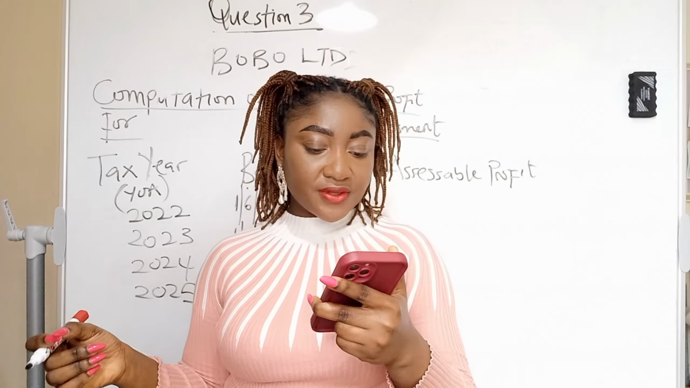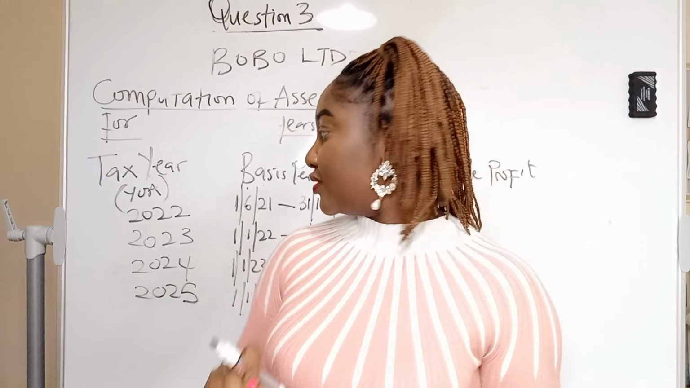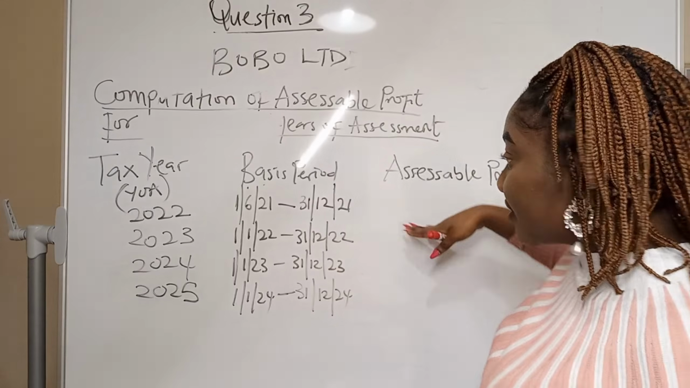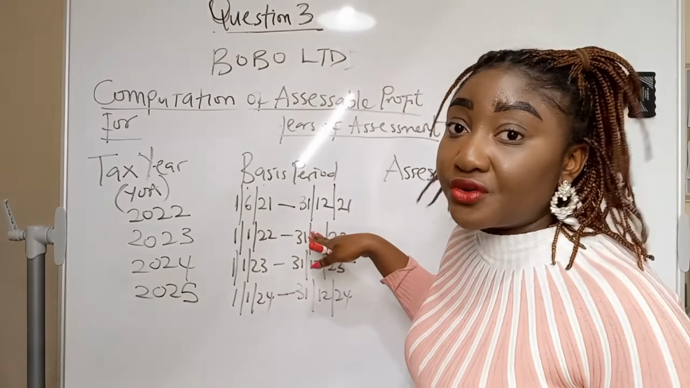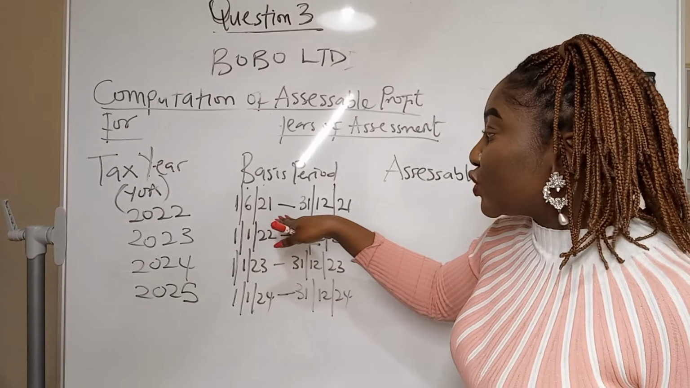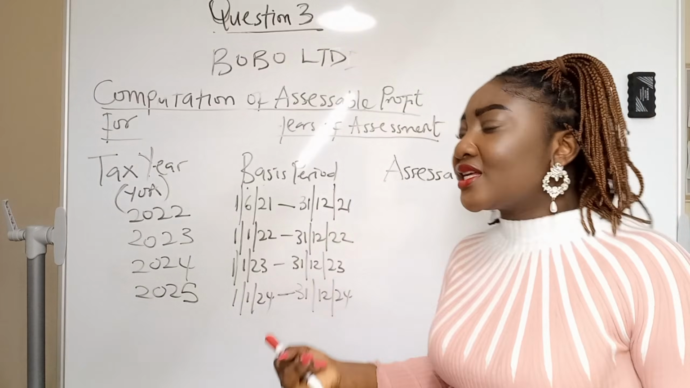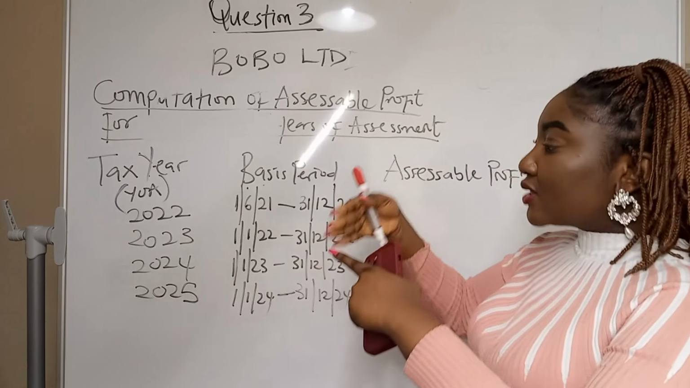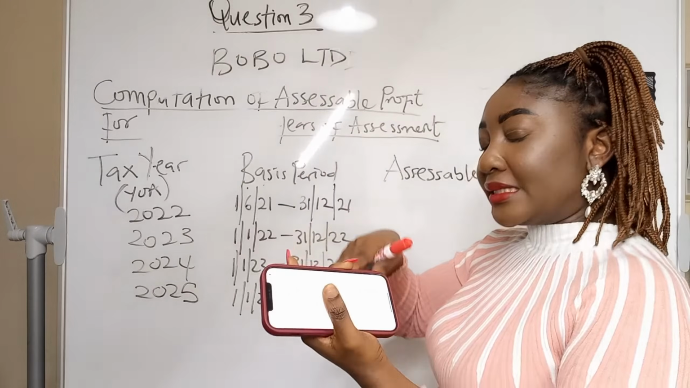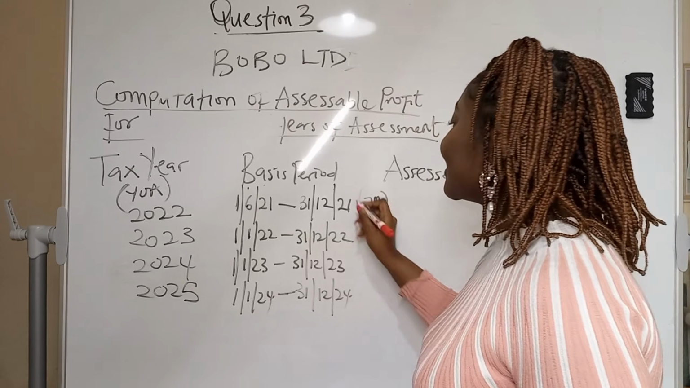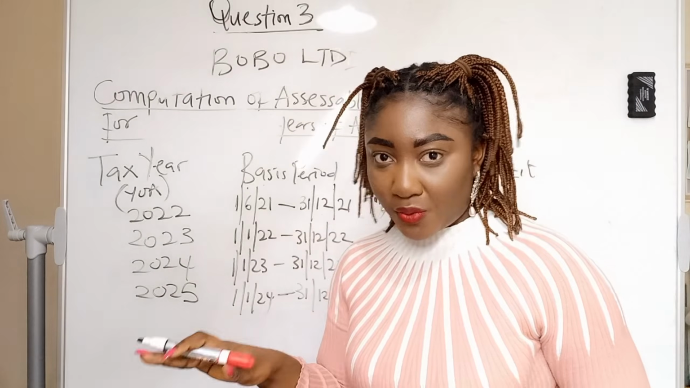Period ended 31st. Okay, don't even get to the question yet. After you've done this, now say, what am I looking for? I'm looking for the assessable profit that corresponds with this period, right? So 1st of June 2021 to 31st of December 2021. How many months is that? June, July, August, September, October, November, December. 7 months. For somebody that was already thinking it is 6 months, 12 minus 6, foul.